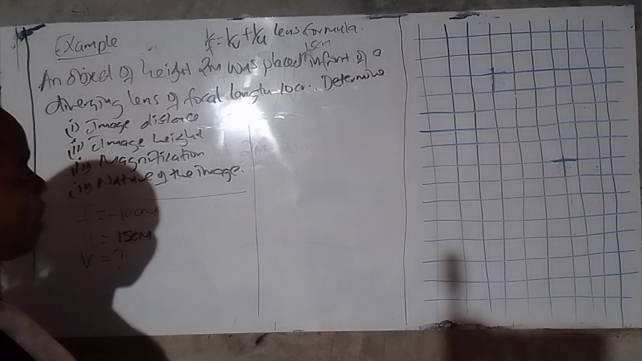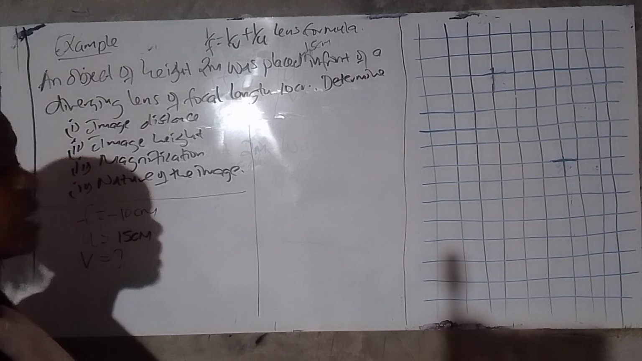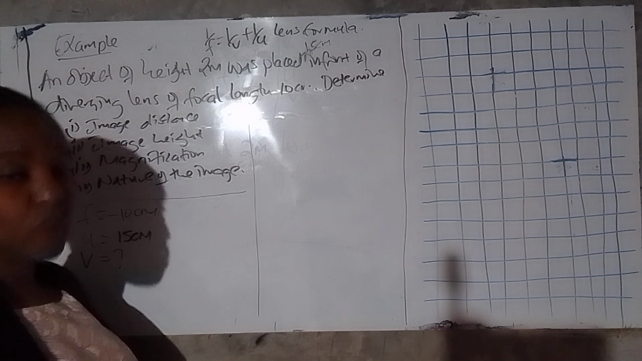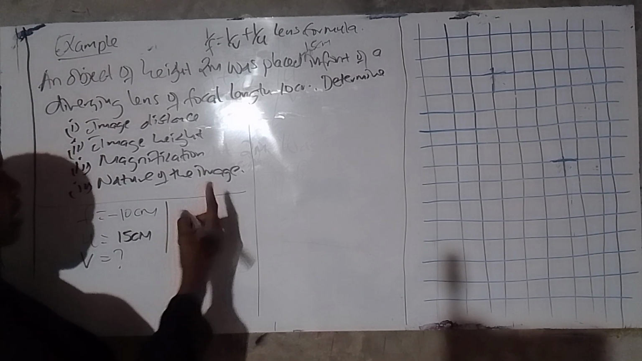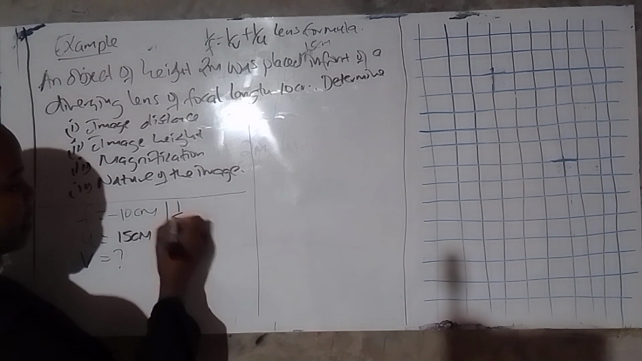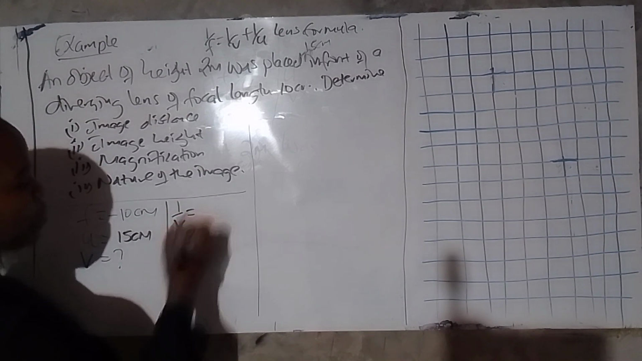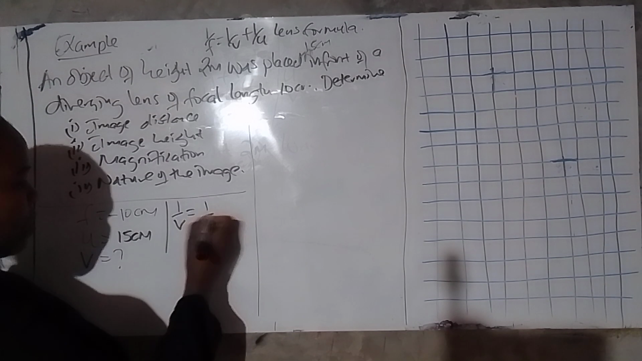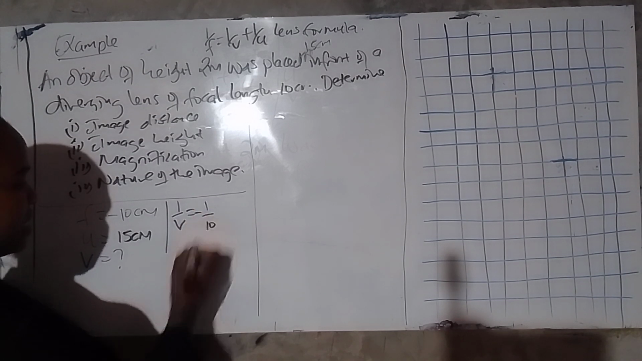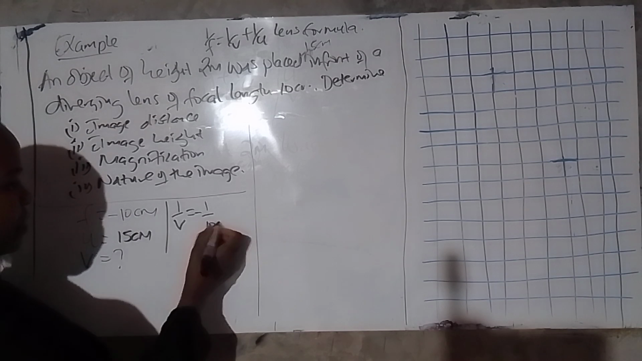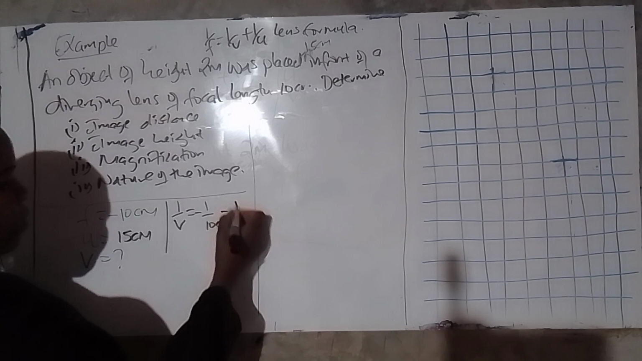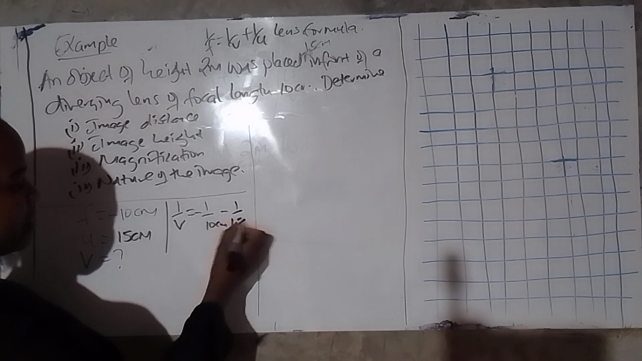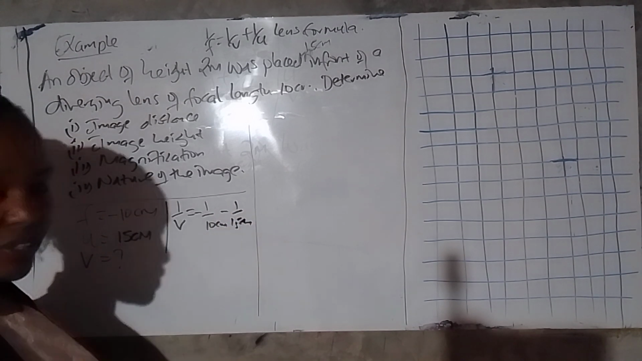Now from our lens formula, 1 over F equals 1 over V plus 1 over U, we can use that here. So now put what you need as the subject. 1 over V equals 1 over 10. Remember, it's negative centimeters, minus 1 over 15 centimeters. Okay.